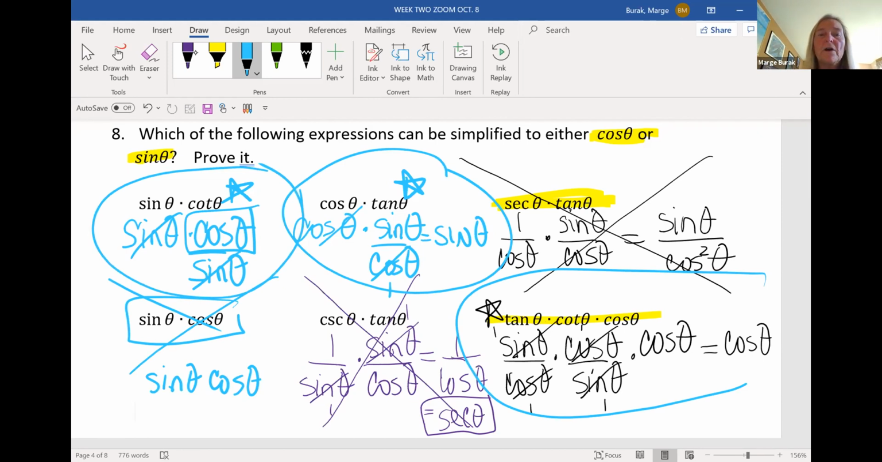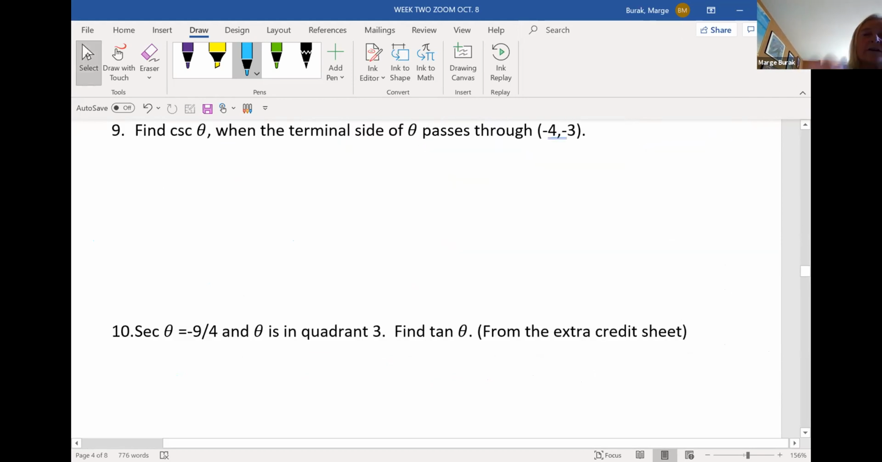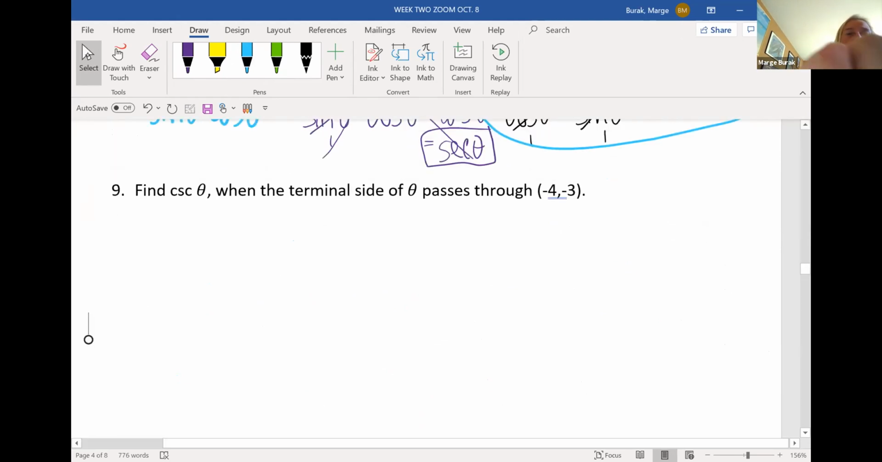Okay. All right, number 9, find the cosecant when the terminal side of theta passes through -4, -3.